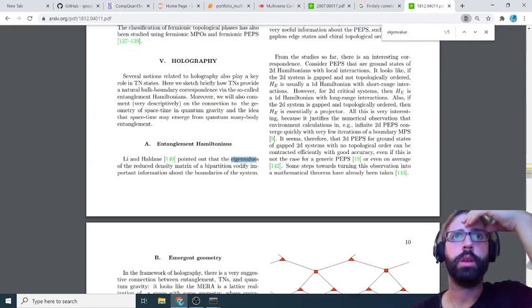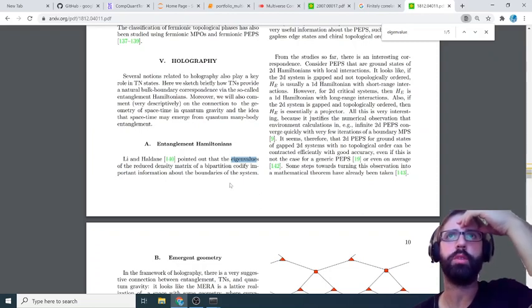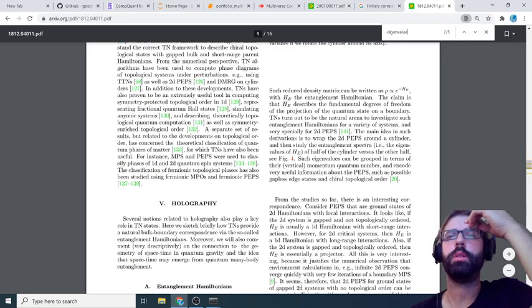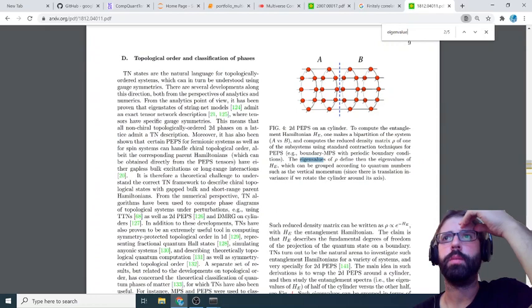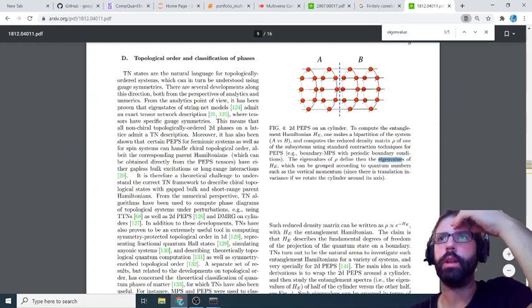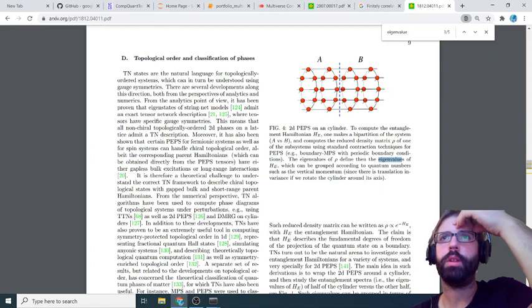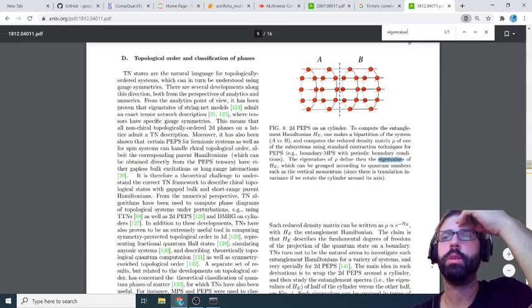Eigenvalue. Li and Haldane pointed out that the eigenvalues of the reduced density matrix of a bipartition codify important information about the boundaries of the system. That's not the word that I want. The eigenvalues of ρ define the eigenvalues of the entanglement Hamiltonian, which can be grouped according to quantum numbers, such as the vertical momentum. One makes a bipartition of the system. It's going to be a tricky thing to do, though.